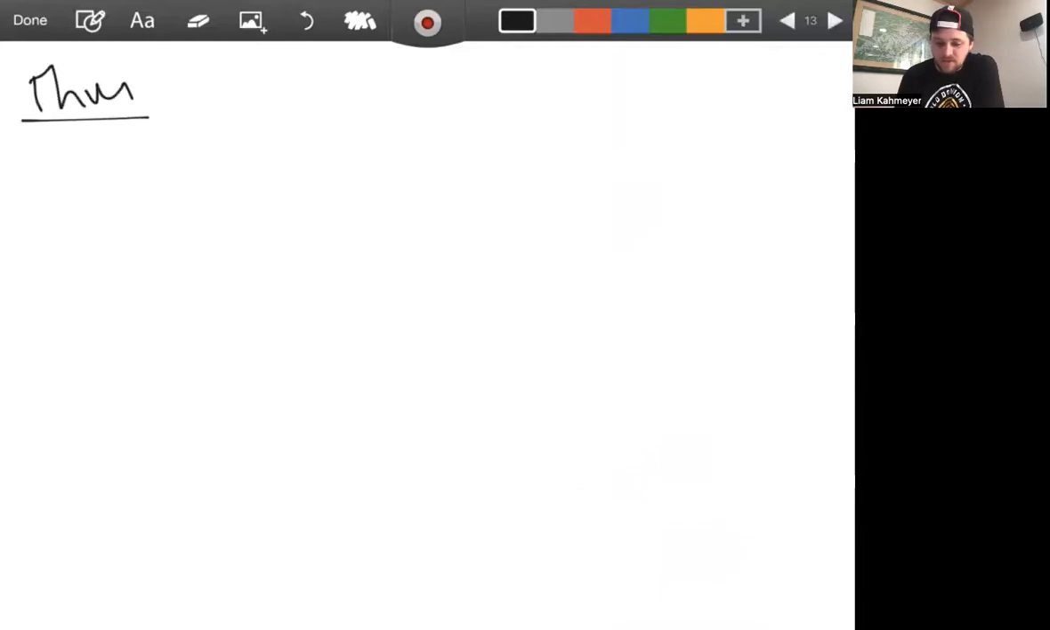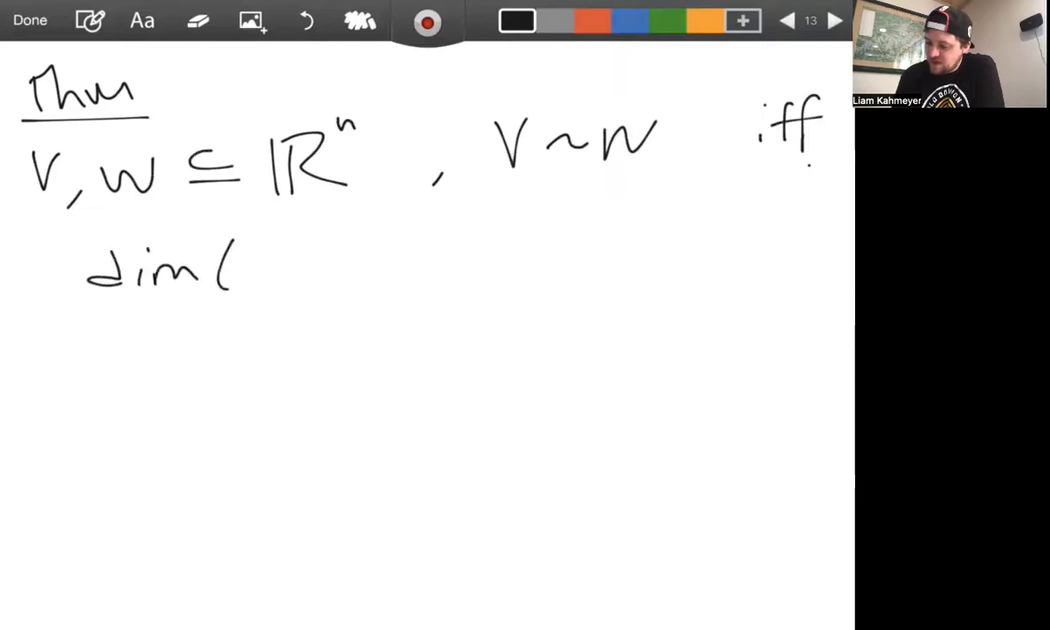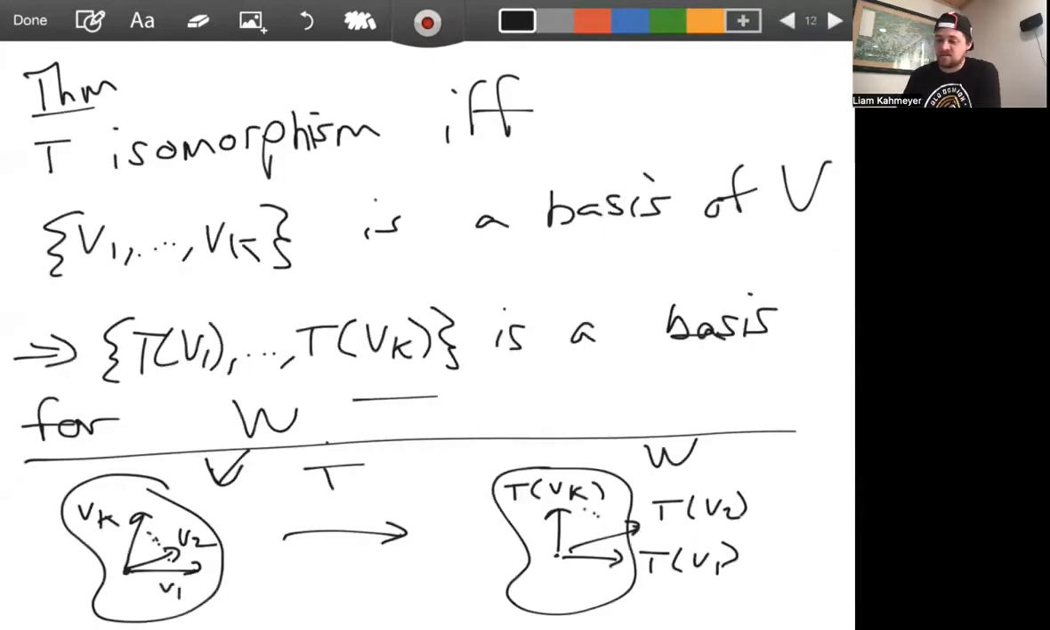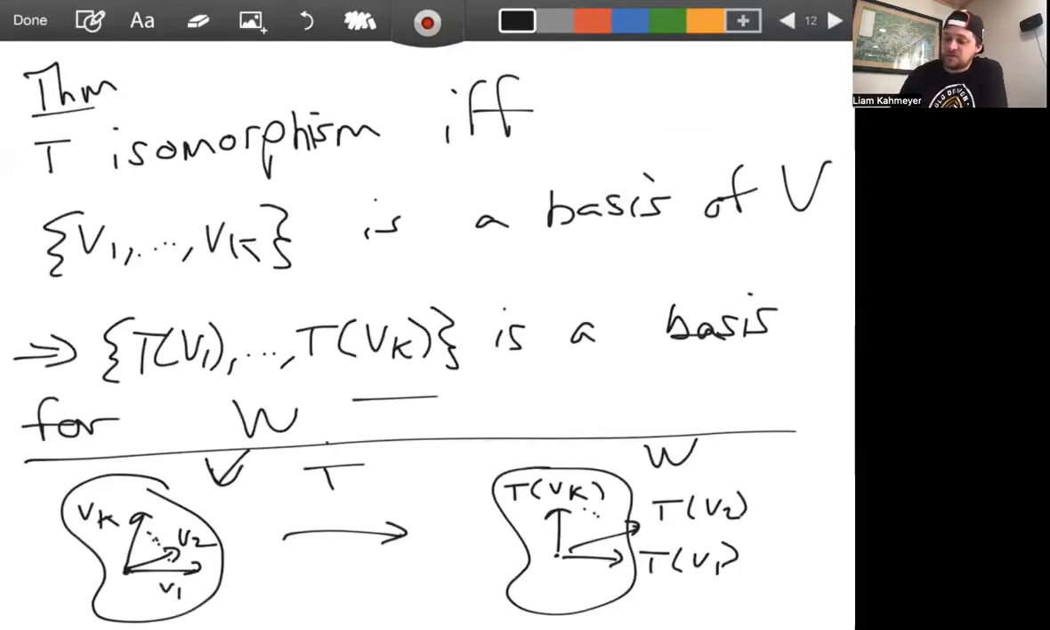So we have the following theorem then. Let's say V and W are two subspaces in Rn. Well, V is isomorphic to W if and only if, we can say something even stronger here, the dimension of V is the same as the dimension of W, right? And this is really just kind of rewording this last theorem, because if it's an isomorphism, if and only if it carries a basis to a basis, well, then V and W are isomorphic, meaning there's an isomorphism between them. And the dimension of V being the dimension of W means the number of basis elements are the same, right? So this is really just rewording this previous theorem.